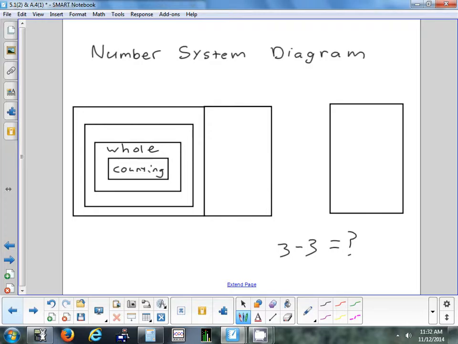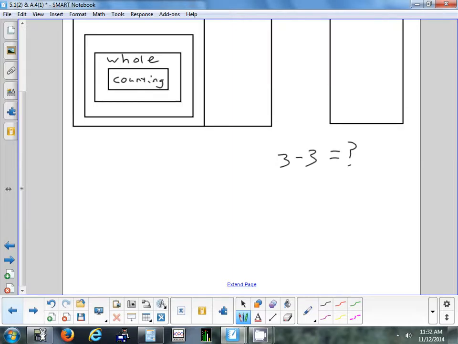So now I can do 3 take away 3, and I could answer that question. But how about if I took 6, which is a whole number, 8, which is a whole number, and subtracted them? Is the answer a whole number? No.